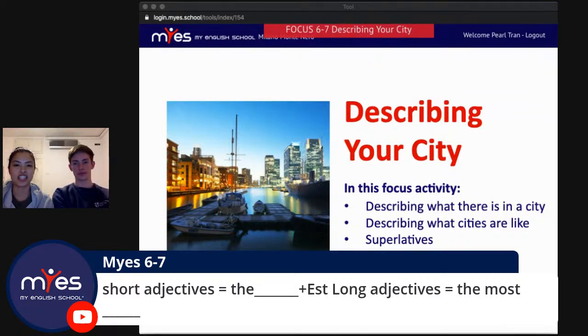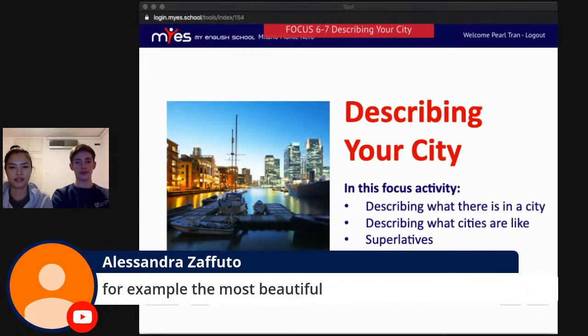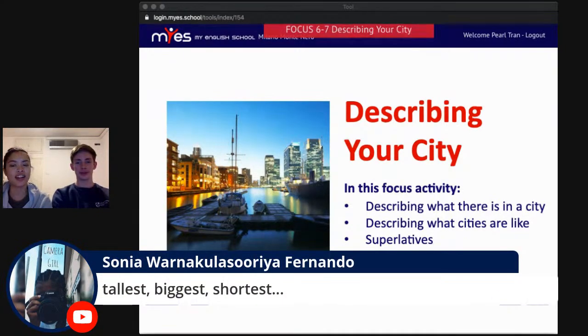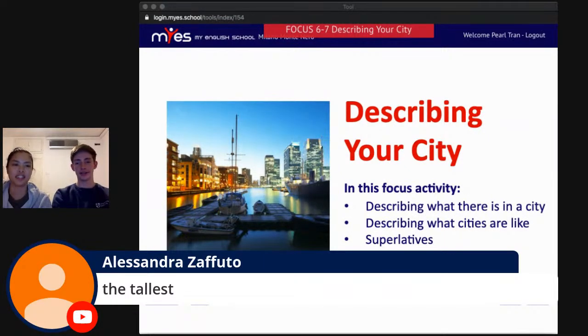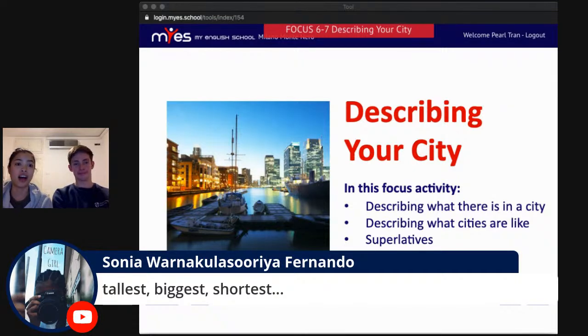So we're waiting for the chat to update to see your examples of superlatives. I love superlatives. I like teaching superlatives. I like teaching comparatives. Alessandra, yes. The most beautiful. Good job. A very good example. The most beautiful. Sonia, the tallest. Remember, the tallest, the biggest, the shortest. Also very good, Alessandra. Perfect. Remember, we cannot forget the article the. Very, very important. Awesome. So, shall we continue? Yes. Wonderful.